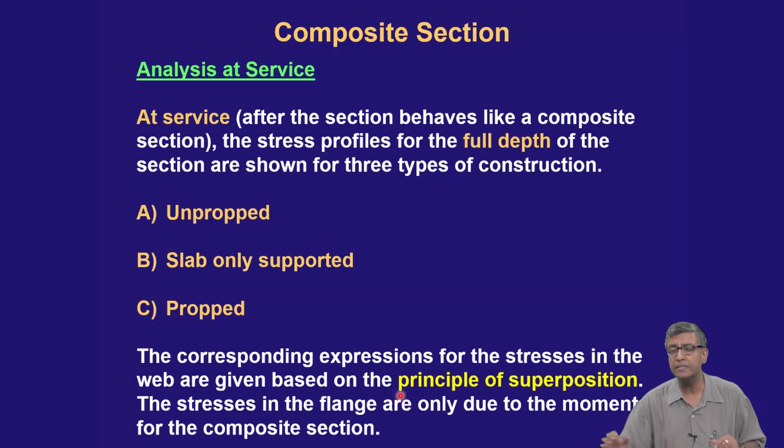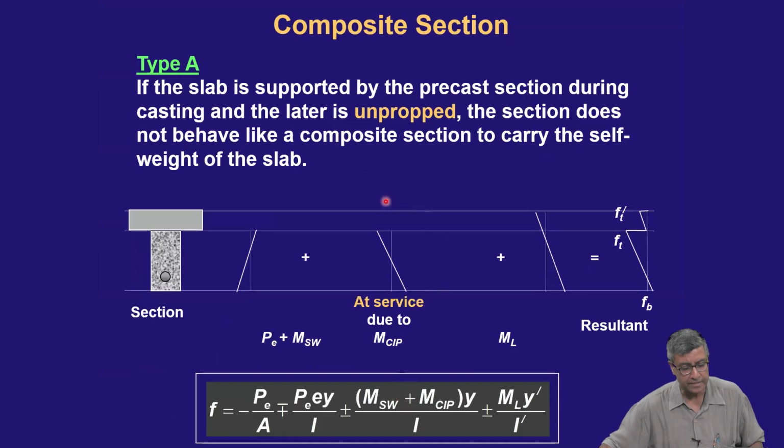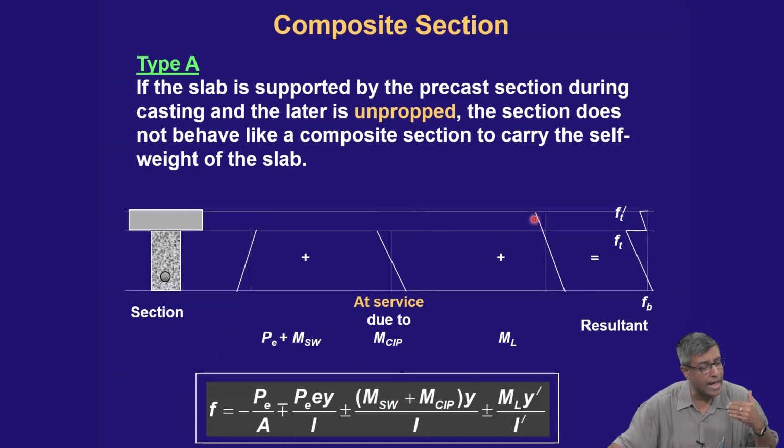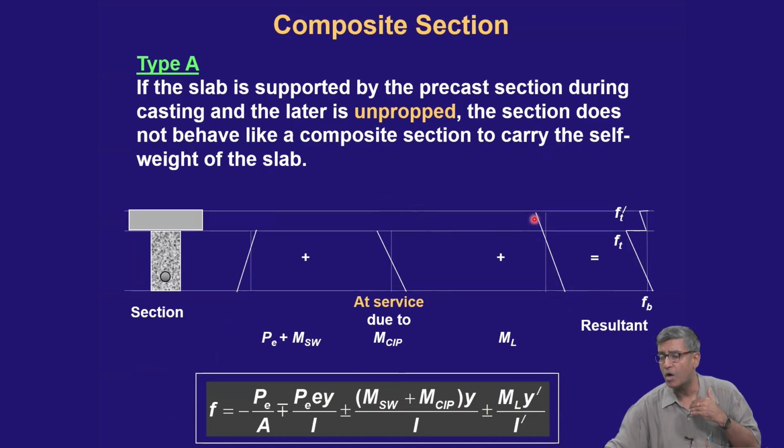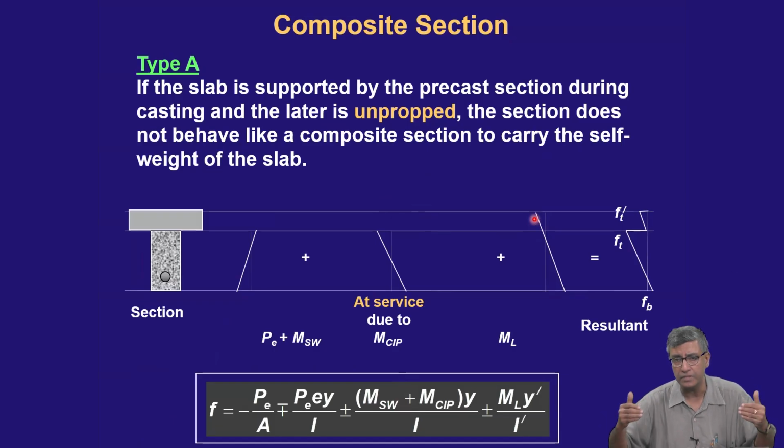We are using the principle of superposition because we are using a linear elastic theory. Now, for the type A construction, what happens is when the composite action has been gained, that means that cast in place concrete has cured and hardened, we are removing the props, we are opening it for service.